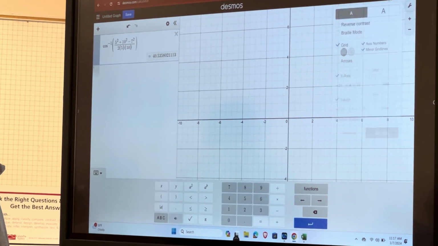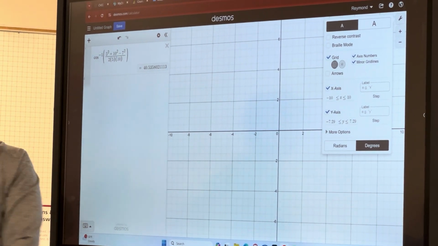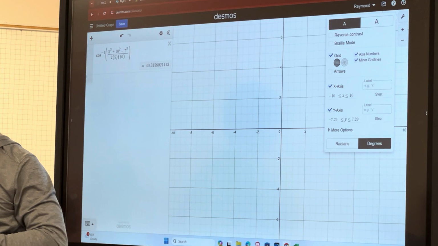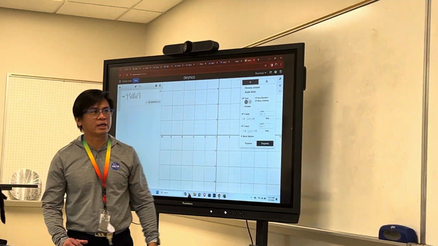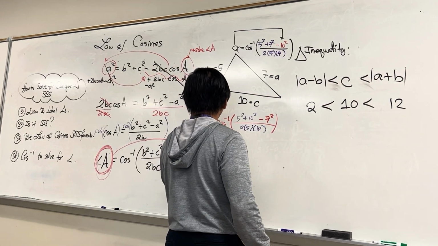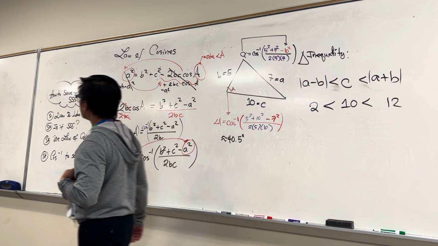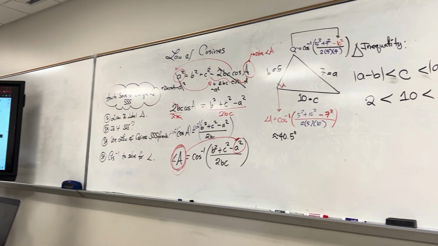Again, is it in degrees? Yes, it is in degrees. Are we good? That gives 40.5 degrees, okay? That is for angle A. Put it in here: approximately 40.5 degrees, okay? What about the other one?